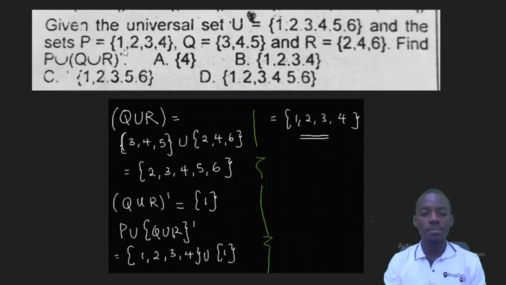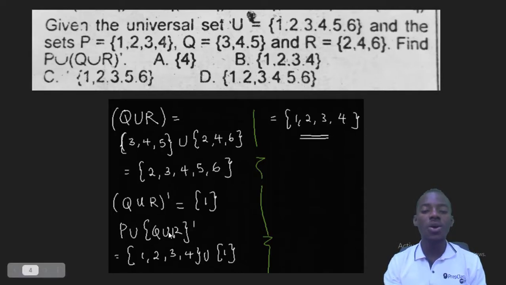Now, there's a complement symbol in that question. Complement means you have to find what is not in the answer of Q union R, but is in the universal set. This is the answer of Q union R, right? But what is not in this answer that is in the universal set? Everything is there in the universal set except 1. 1 is not in this answer, so the complement is 1. Q union R itself is 2 3 4 5 6, but Q union R complement is 1.